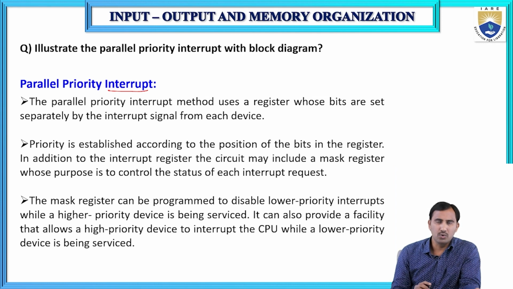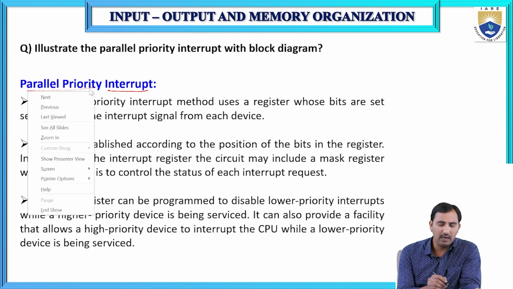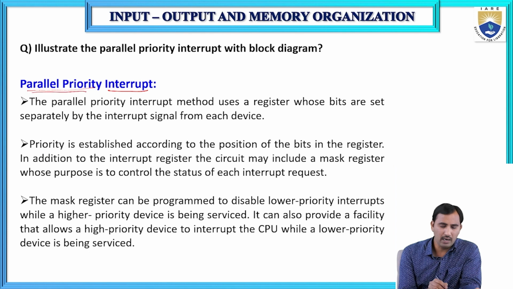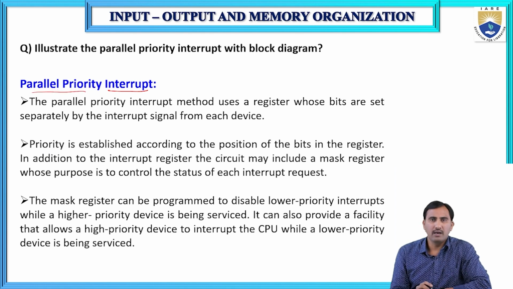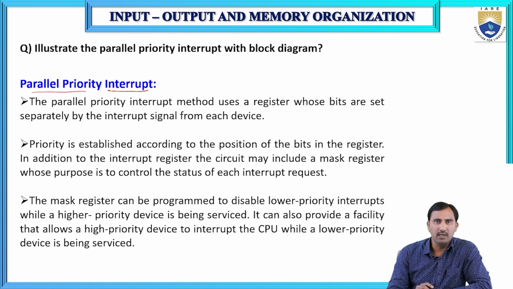So to avoid that confusion, we assign a parallel priority. That means if more than one interrupt occurs at a time, then we assign some priority. Suppose multiple interrupts are there: I0, I1, I2, I3. These are the several interrupts.